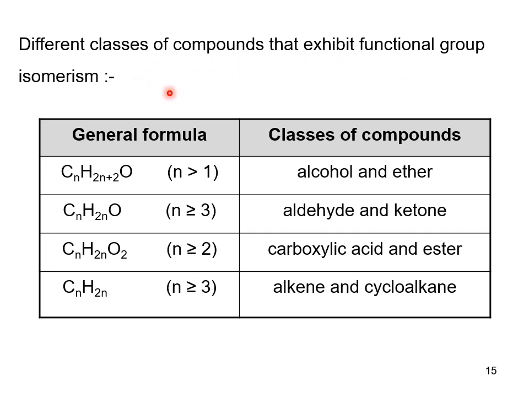As we discussed before, chain isomers or positional isomers have the same functional group or the same homologous series. But for functional group isomers, they are different classes of compound, but in pairs. For example, alcohol and ether, aldehyde and ketone, carboxylic acid and ester, alkene and cycloalkane have the same general formula, but the functional group is different. For example, alcohol has hydroxyl, ether has alkoxy. Okay? So let's look at some examples.